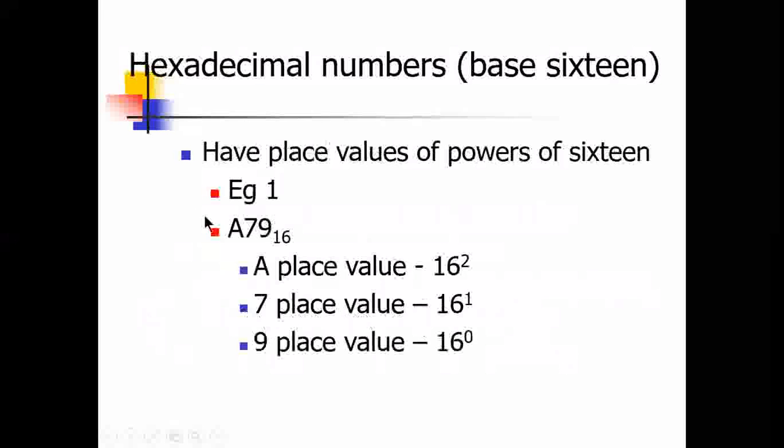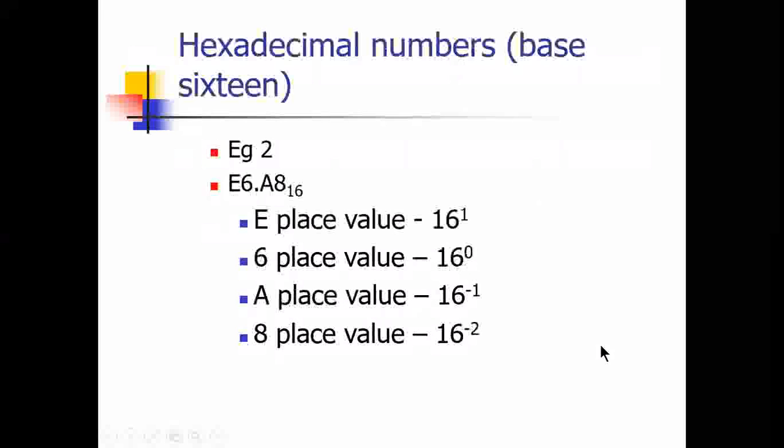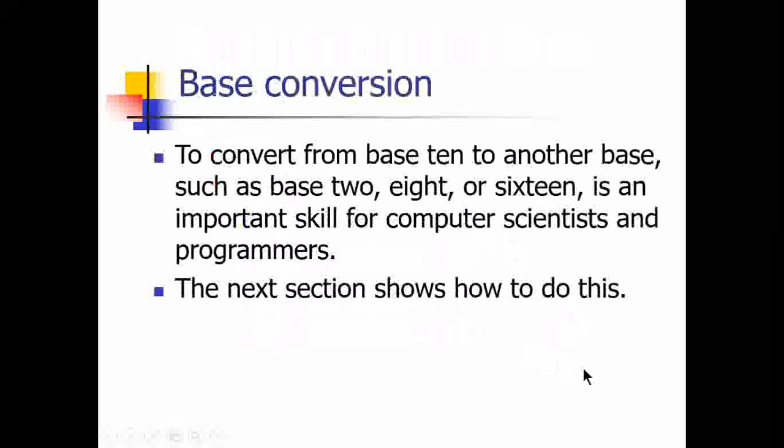What are the place values? The place value is 16, since we're in base 16. You put the base 16, and since this number is the integral part, you start from zero going up. For the fractional part, just like the previous example, it's negative one going up, and for the integral part, it's zero going up. Now let's look at the conversions.